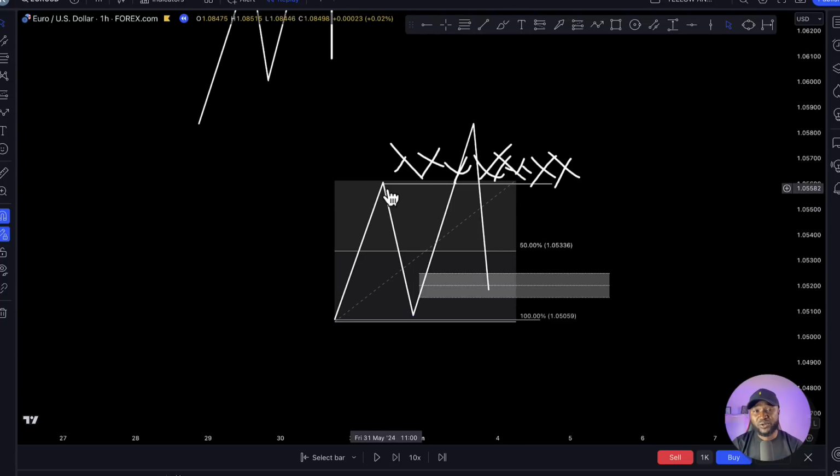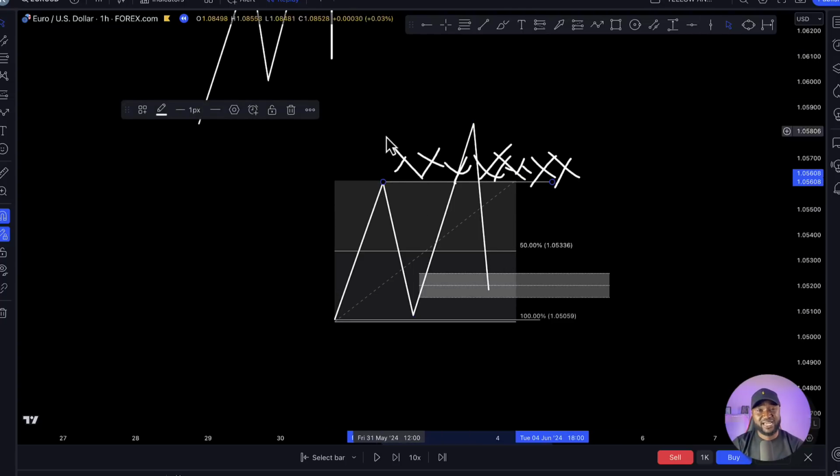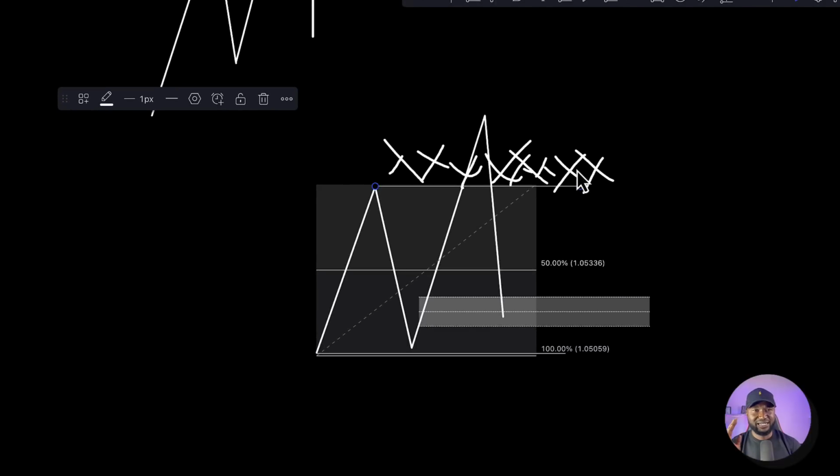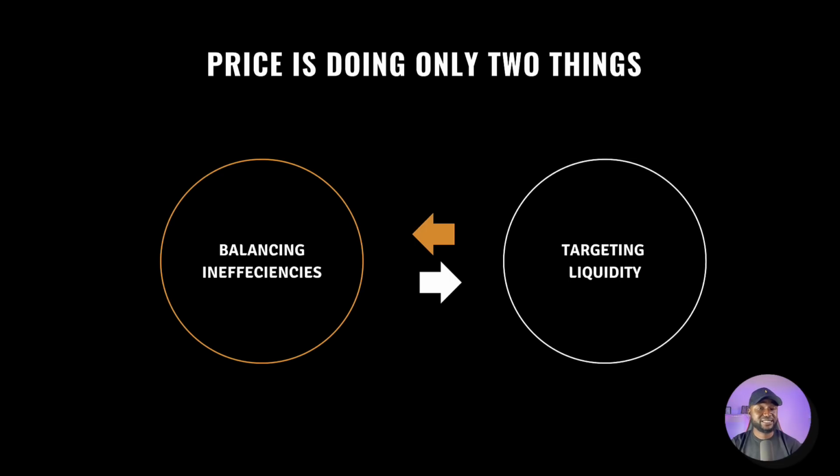So if we know that liquidity can be found in these locations, whether externally or internally, then when we see price moving, there are two things that price does. If you have not learned anything in this video, at least learn this simple concept I want to give you. There are two things price does in the market. It is either balancing inefficiencies. Do you know what inefficiencies are? Your fair value gaps, your liquidity voids, especially the imbalances. That's the fair value gap. It's what we call inefficiencies in the market. So it's either price is balancing inefficiencies or price is targeting liquidity.